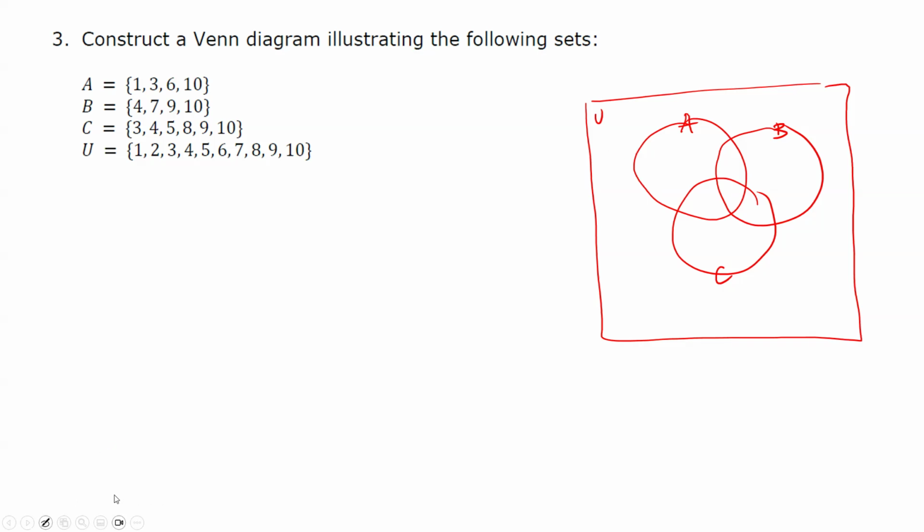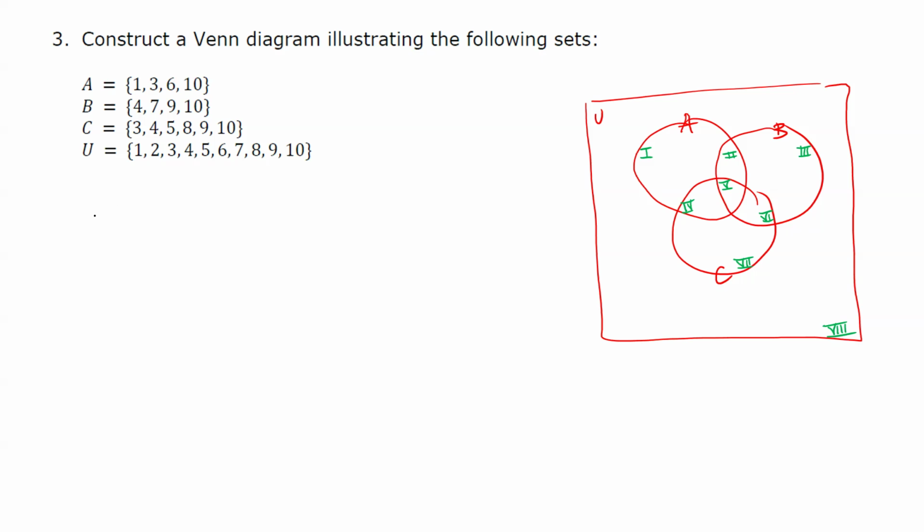Then I'm going to name my regions 1, 2, 3, 4, 5, 6, 7, 8. Okay. And so now I'm going to answer my question, which is to construct this Venn diagram with the following sets.